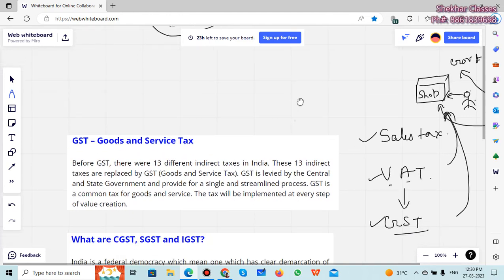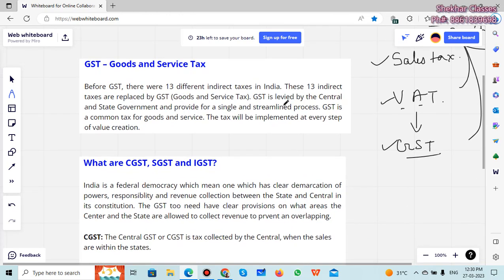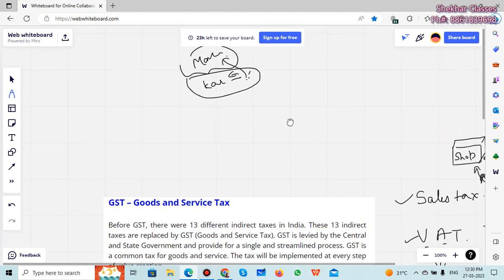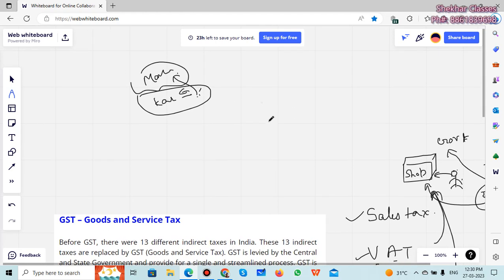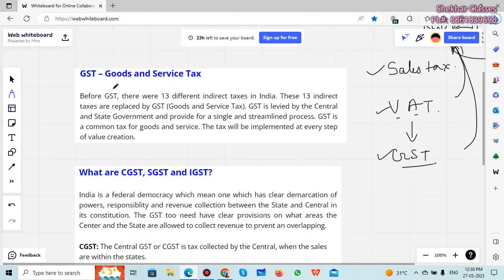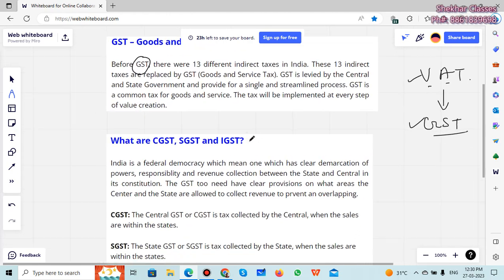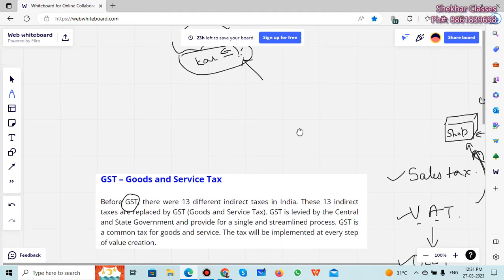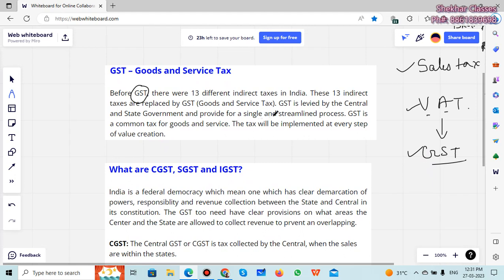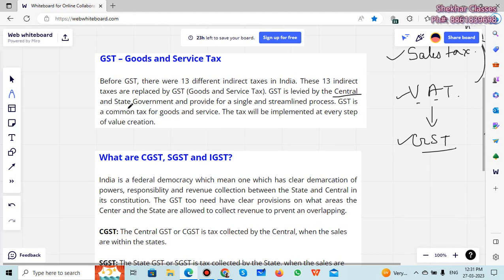So the government finally decided a few years ago that we should not have these different types of taxes, which made things very complicated and made items sold to the customer costlier. To make it more simple, they said one tax will be collected and we call it GST, one single tax. Whatever share belongs to the government can go to the Karnataka government, the Maharashtra government, or the central government. All those taxes were combined into one, and we call that GST, goods and services tax. Here it is levied by the central government and state government.